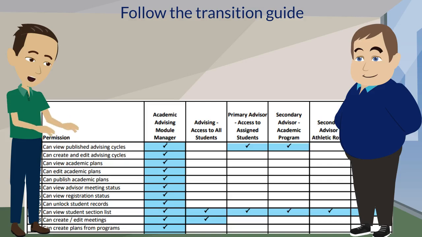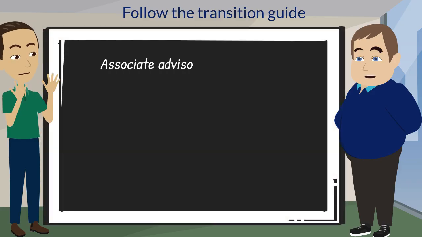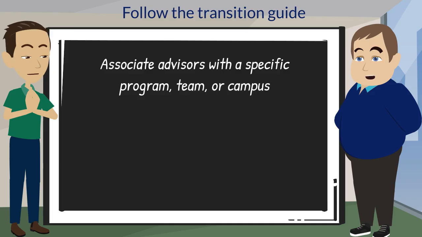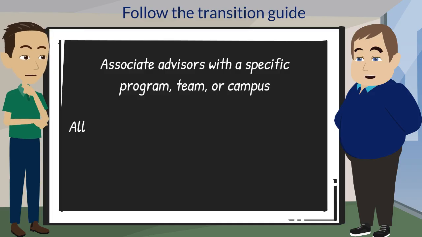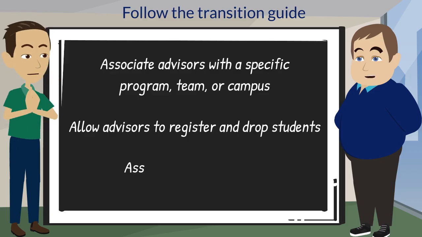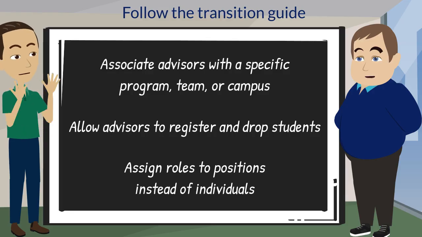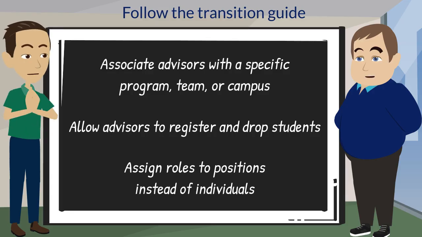And it provides a handy reference to which roles have which permissions available. The guide shows you the details, such as associating an advisor with a specific program, team, or campus, and allowing advisors to register and drop students. It even shows you how to create positions and assign the roles to positions instead of individuals. That could save you time when there's turnover.